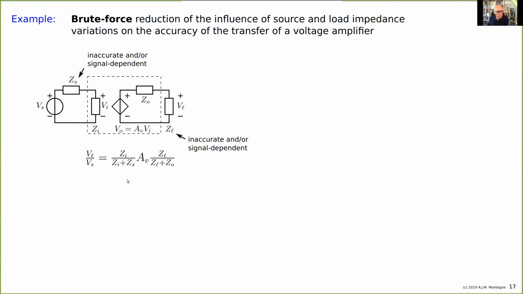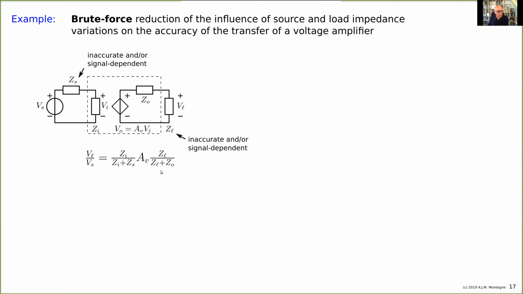So here we have the transfer of the amplifier. VL over Vs can be written in three parts: the transfer from Vs to Vi, the first part; the second part, the voltage gain that is included in the amplifier from Vi to Vo, which is the strength of the controlled source; and then the transfer from Vo to VL, which is the last part. And we focus on the fact that the first part and the last part are not accurately known and maybe even signal dependent.